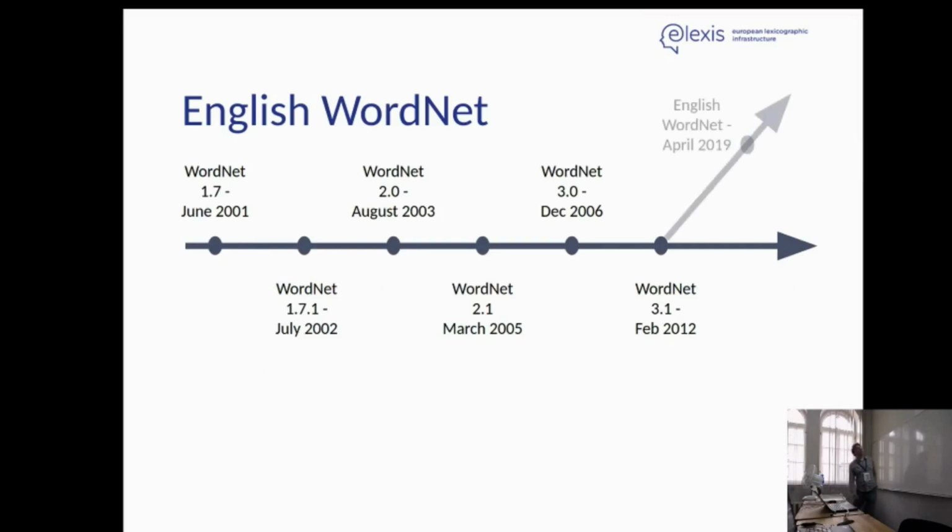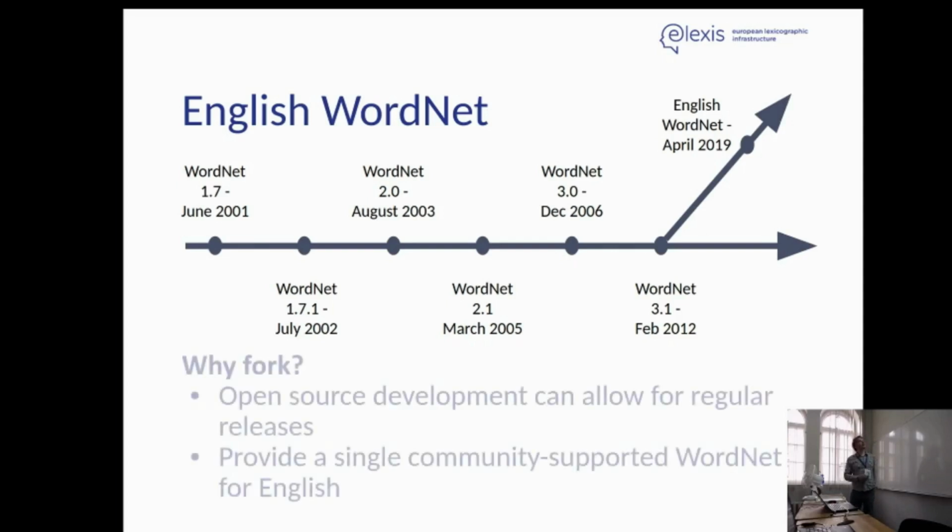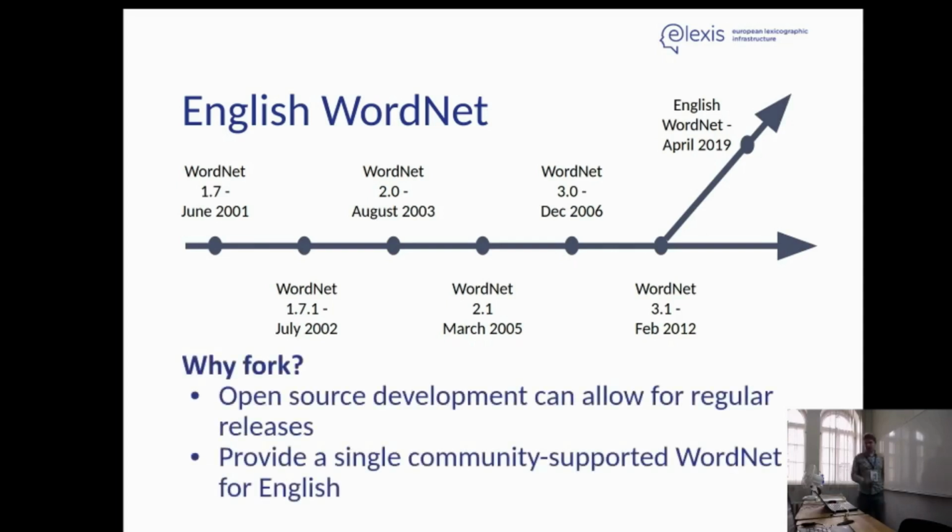For this reason, we've actually now created a fork of WordNet. There is a new version of WordNet called English WordNet. So there's Princeton WordNet and English WordNet. And this is an open source development. We have regular releases, an annual release schedule. And it's community supported, it's open on GitHub. Anyone, including you, if you wanted to fix something about WordNet, could go to our GitHub and suggest a change, and we'll probably implement it if it's sensible.